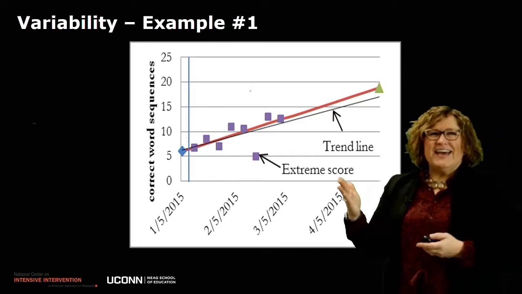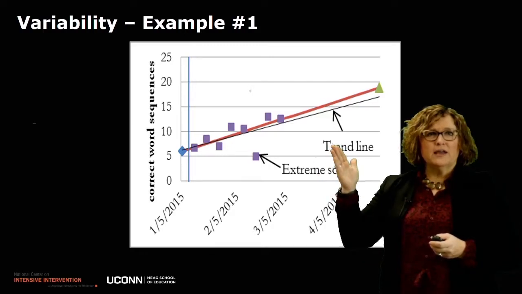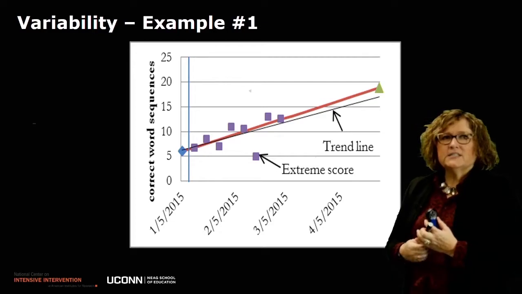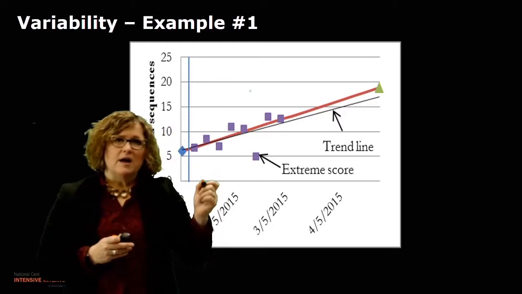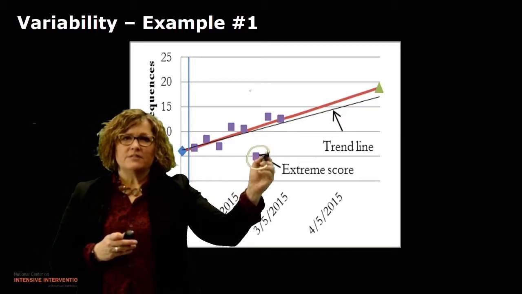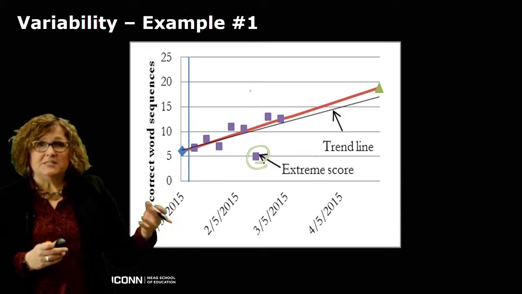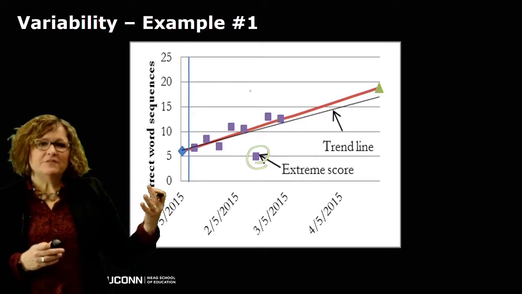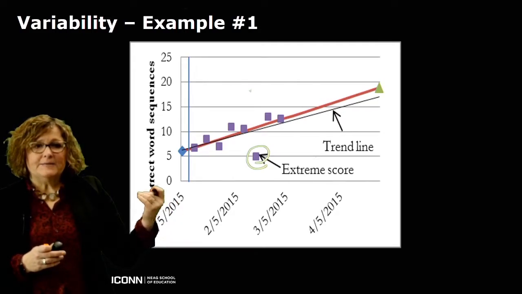So here we are again. This is our example that we've looked at a couple of times. We have our trend line mapped into this data. But now, when we look at this data, we have those data points that hover around the goal line. But now down here, we have this extreme score. Again, not that surprising. This is pretty common in CBM data, but we have to think about how this might affect the data as we look at it.